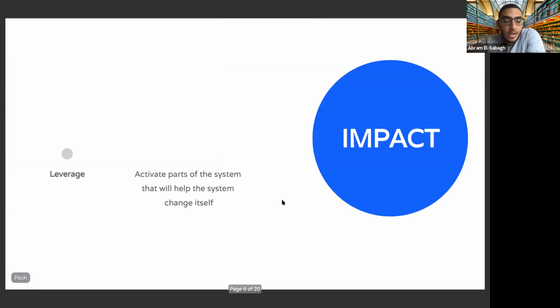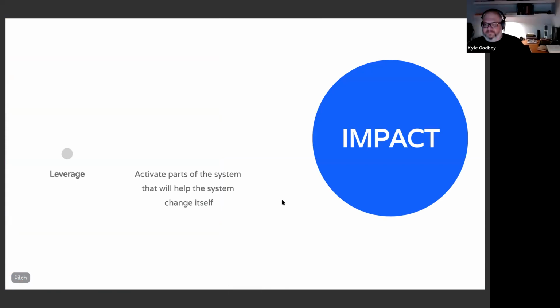Okay, cool, awesome. Let's go to leverage points. So how we want to think about leverage points are basically these points in the system that, if you manage to activate them, or if you manage to create that specific feedback loop, or break a feedback loop, or strengthen or weaken something, that will activate parts of the system, right? And that will help the system change itself, right?